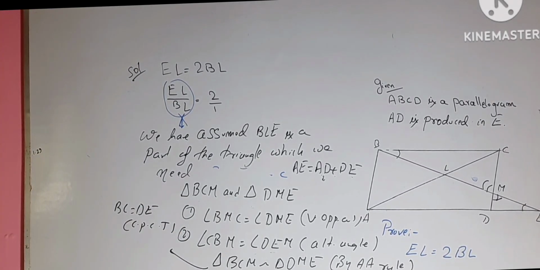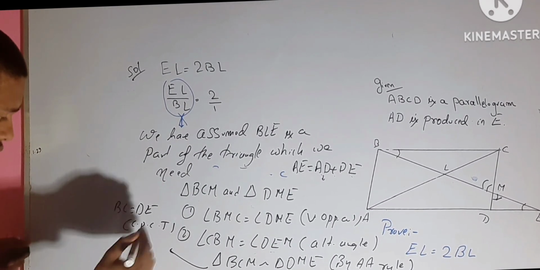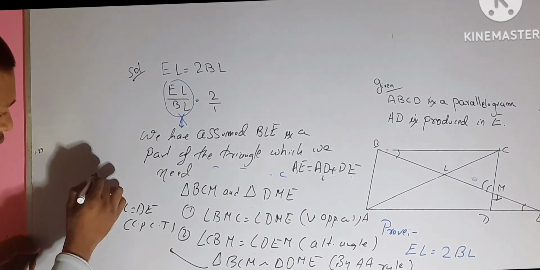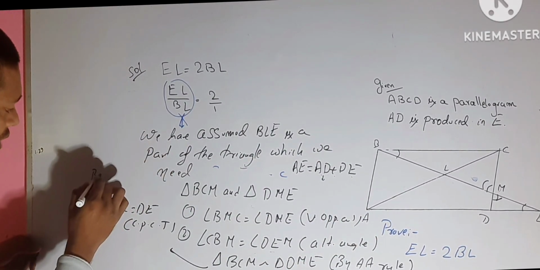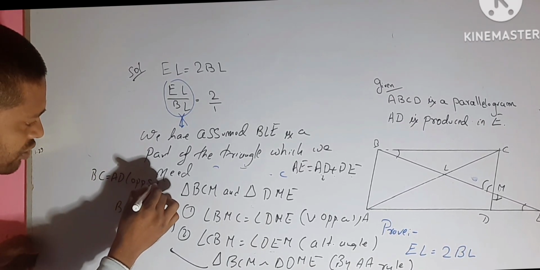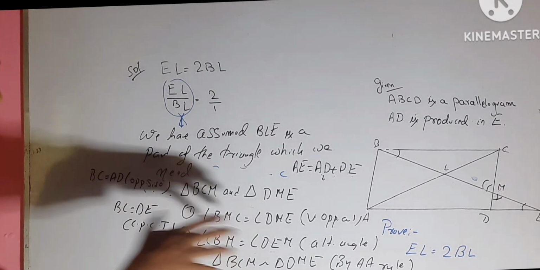Okay, we can write. And moreover, they told you that ABCD is a parallelogram. So we can say that BC is equal to AD. In the given you can write BC is equal to AD. Why? Opposite sides of a parallelogram are equal. So we have proved that one. Okay, so you understand now, we have what we need.